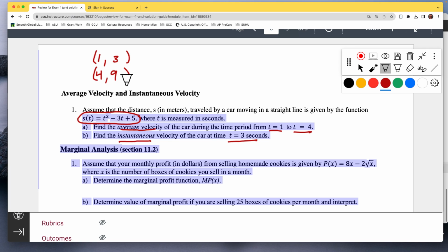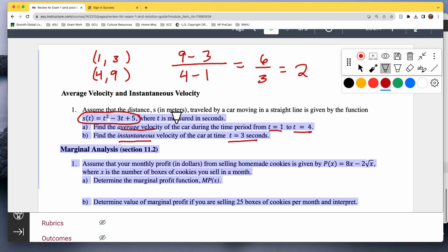So I used my calculator just to get the y values, and now I've got my 2 points, and I just need to find the slope. So I'll do the second point, 9 minus 3. Notice I'm subtracting the y values, and then I subtract the x values in the denominator. 9 minus 3 is 6. 4 minus 1 is 3. 6 divided by 3 is 2.